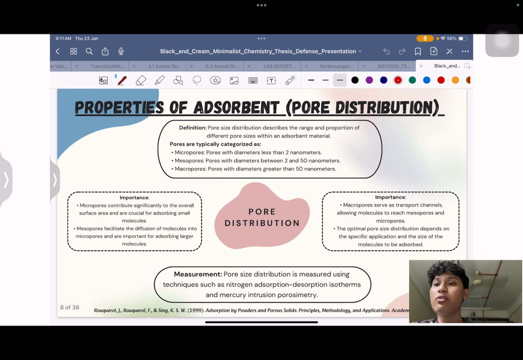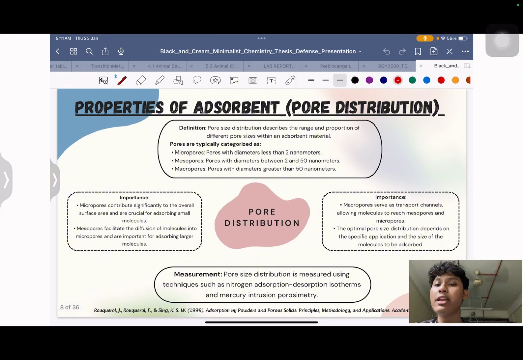Next, we go to the pore distribution. Pore size distribution describes the range and proportion of different pore sizes within the adsorbent material. We have three typical categorized pores, which are micropores, mesopores, and macropores. Micropores contribute significantly to the overall surface area and are crucial for adsorbing small molecules, while mesopores facilitate the diffusion of molecules into micropores and are important for adsorbing larger molecules. Macropores serve as transport channels which allow the molecules to reach mesopores and micropores. Optimal pore size distribution depends on the specific application and the size of the molecule to be adsorbed.